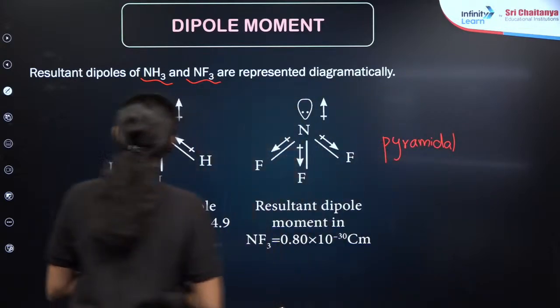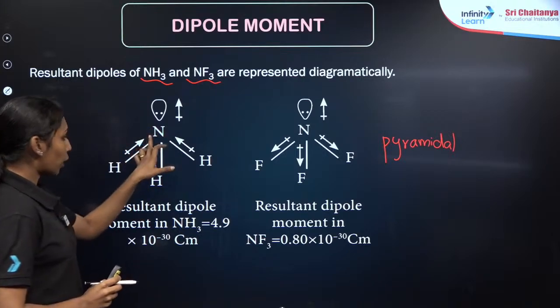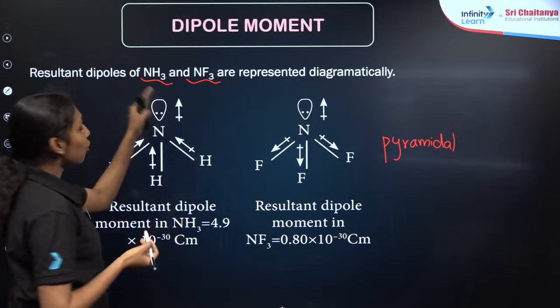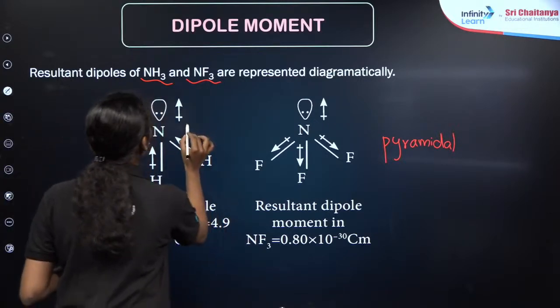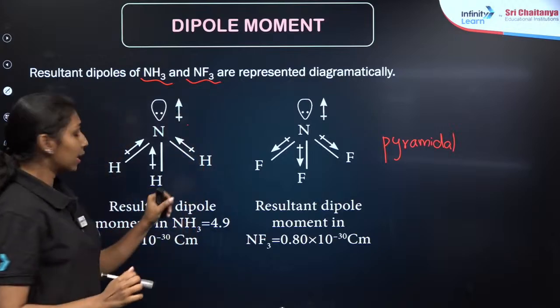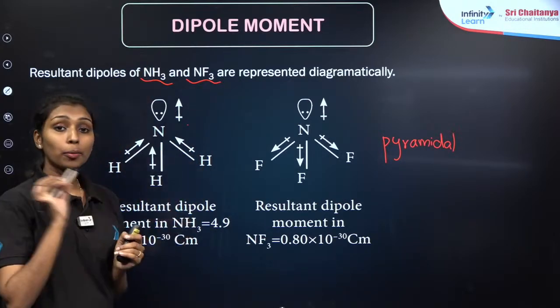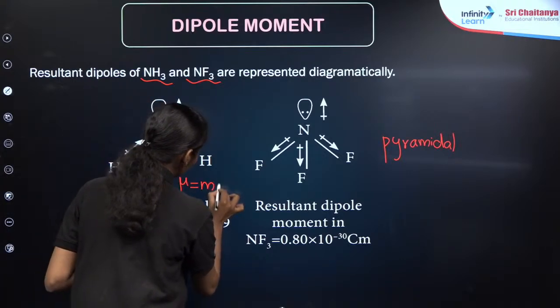As we can see here, in the case of the NH3 molecule, between nitrogen and hydrogen, nitrogen is more electronegative, so the arrow will go like this. Then, in the case of the lone pair of electrons, there will be more attractive force, so this arrow will go like this, which means that both arrows are in the same direction. So the dipole moment mu will be maximum. Clear?